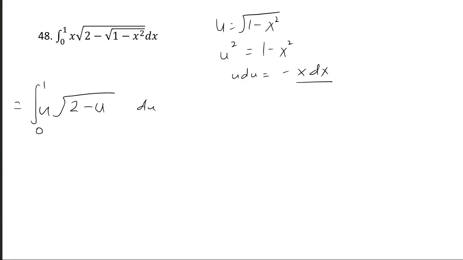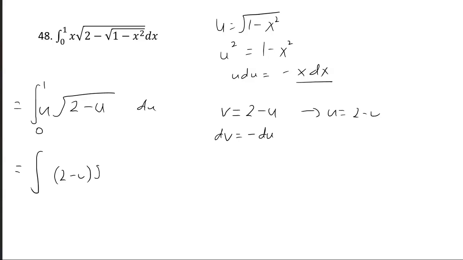Maybe now let's do another substitution. V, let it be 2 minus u. So then dv would be negative du. Okay, so what about limits of integration afterward again? So u from here would be 2 minus v. So 2 minus v times square root of v. And then du is negative dv. So dv with a minus sign out in front.